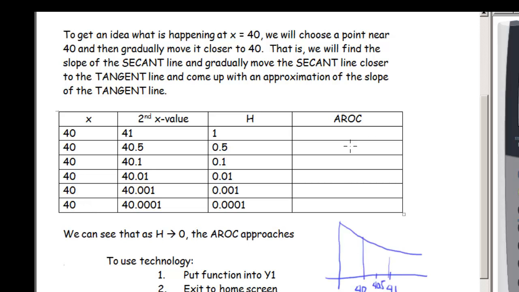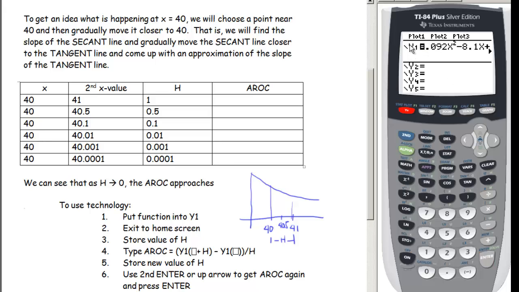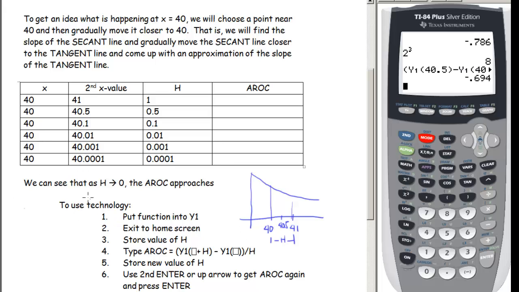Finding all these average rates of change is a very repetitive process, and we want to systemize this as much as possible, so we're going to use technology to do this. We already have our P of x in our Y1. If you don't, go ahead and put it in. It's 0.092x squared minus 8.1x plus 190. And then we're going to quit out of here. The directions are right down here in this area. So we've done steps 1 and 2.